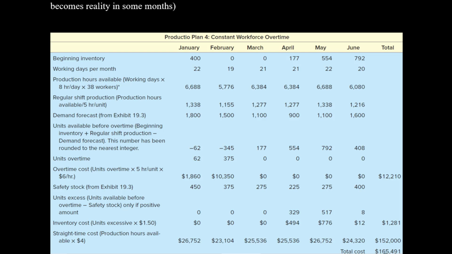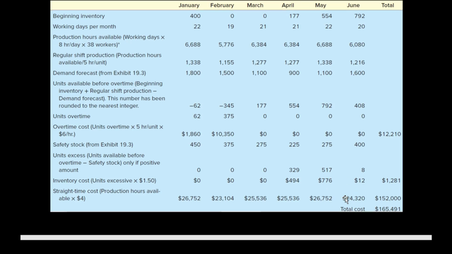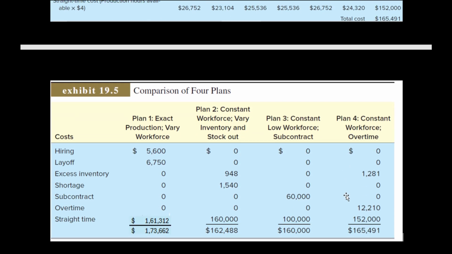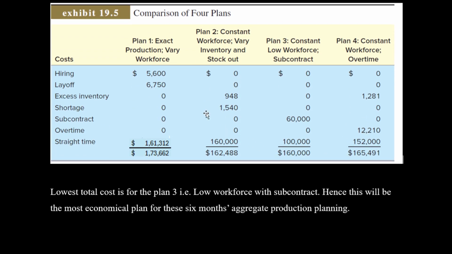When you compare all four strategies, you will see that the total overall cost is the minimum in plan 3, where we are using subcontracting. 160,000 is the lowest cost, and hence plan 3 is the most economical plan which we should recommend to the management.